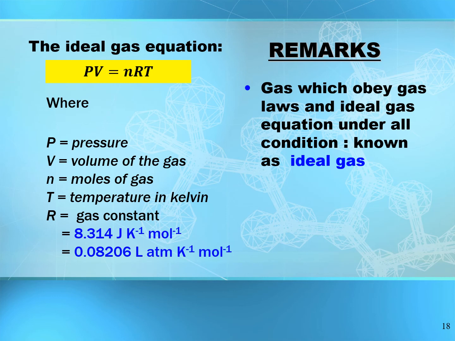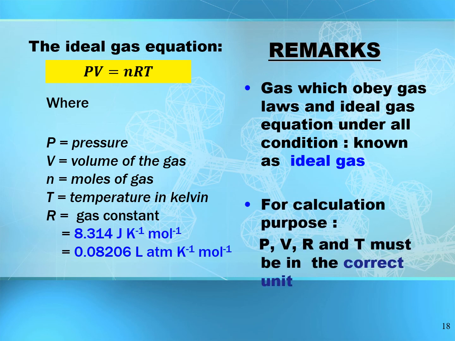What is R? R is a gas constant. There are two commonly used gas constant values. The first one is 8.314 joules per Kelvin per mole, and another one is 0.08206 liter atmosphere per Kelvin per mole.